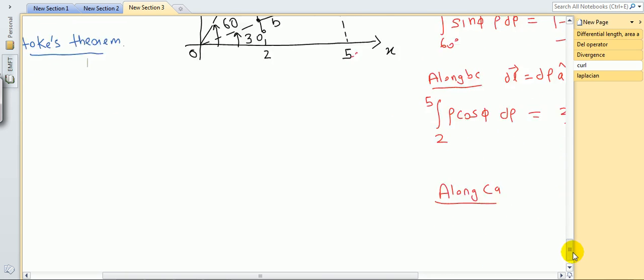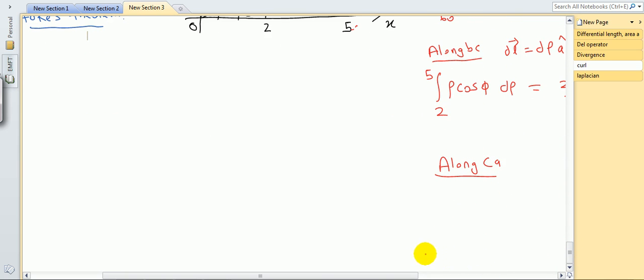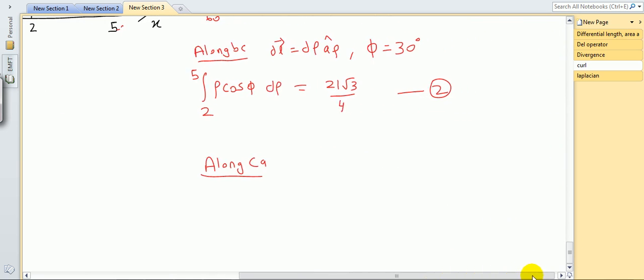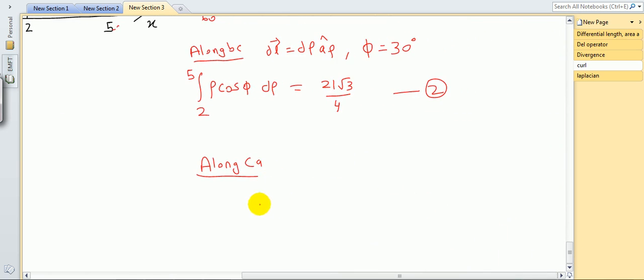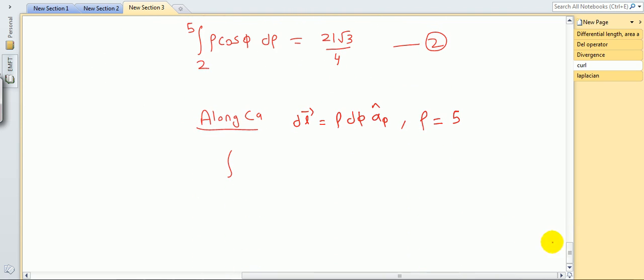So the dl vector, that is the differential length vector, will be rho d phi a phi cap, where phi is changing from 30 degree to 60 degree, and the rho value is 5. So I can use simply the phi component as I have done for AB. The phi component was sin phi.